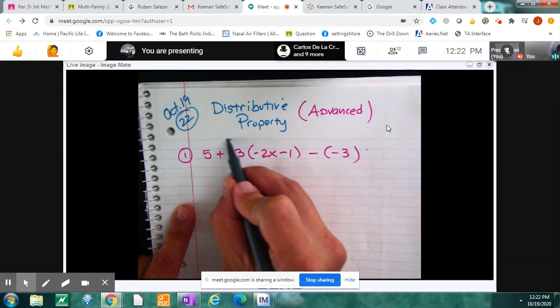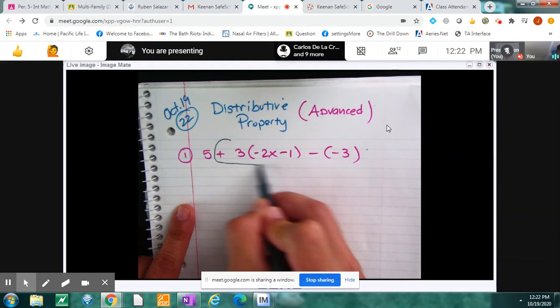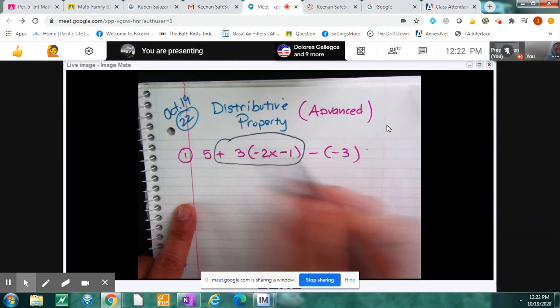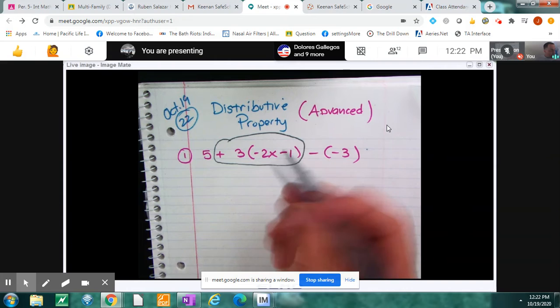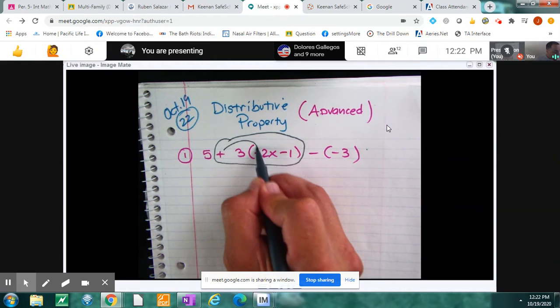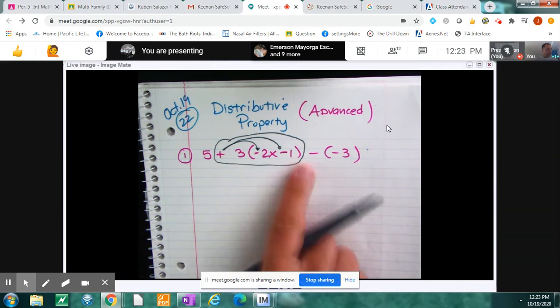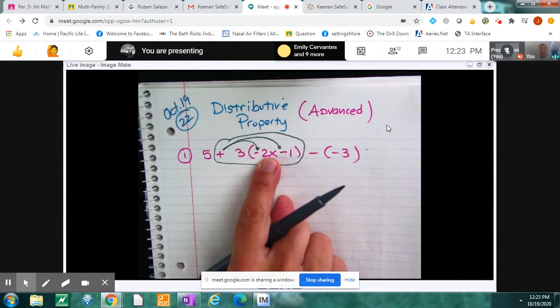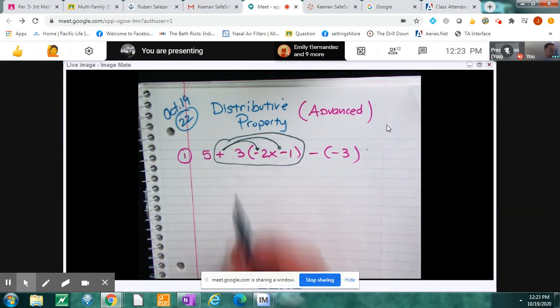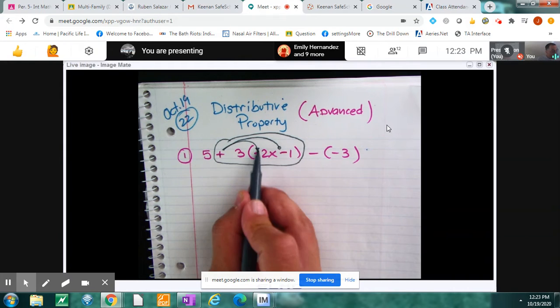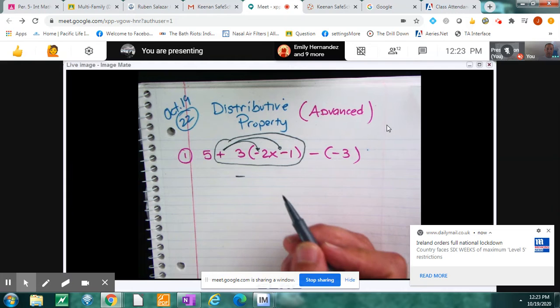So I'm going to go ahead and circle all that. See that? And then some kids are going to do the arrow, which is fine. Two arrows because there's two terms inside the parentheses. And then go ahead and multiply. So positive times negative is negative, right?